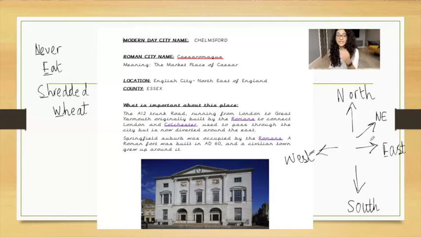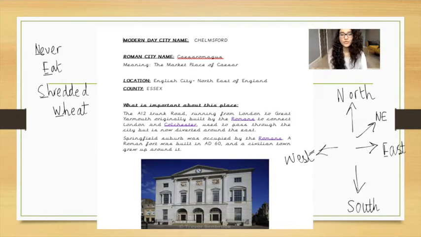Yes, so the county is Essex. Counties are bigger than cities and they cover a larger area than cities. So it's in the county of Essex. Slough, for example, is in the county of Berkshire. So Essex is a county, Berkshire is our local county. What is important about this place?